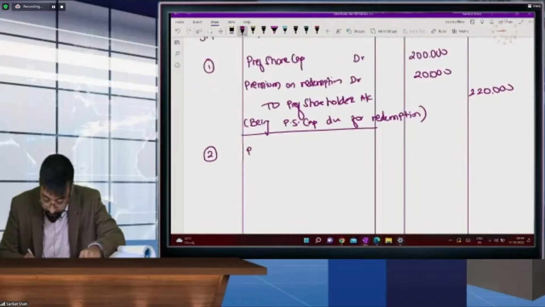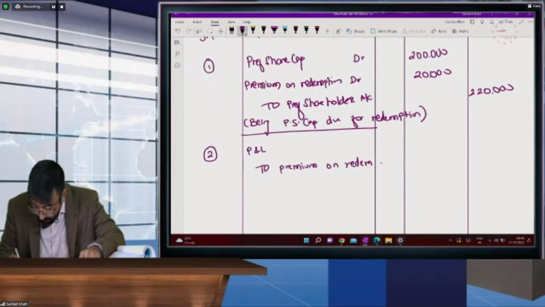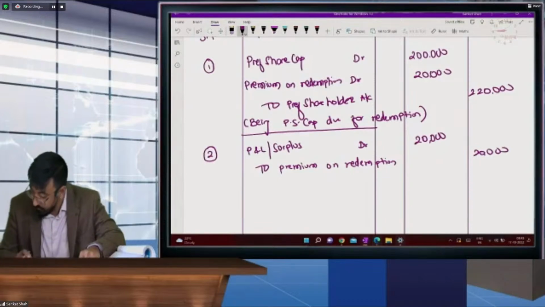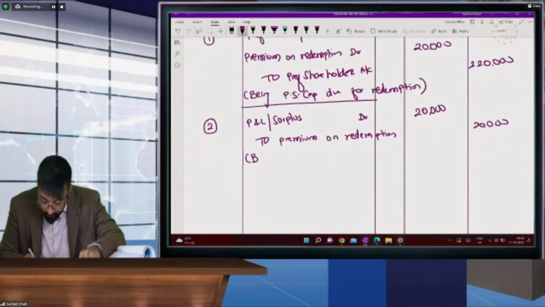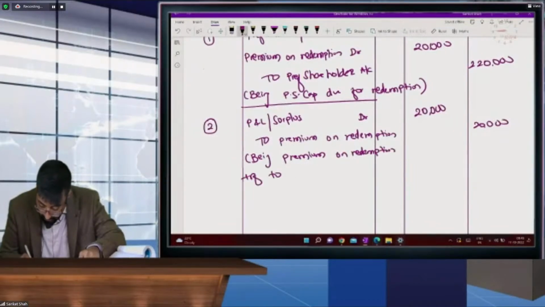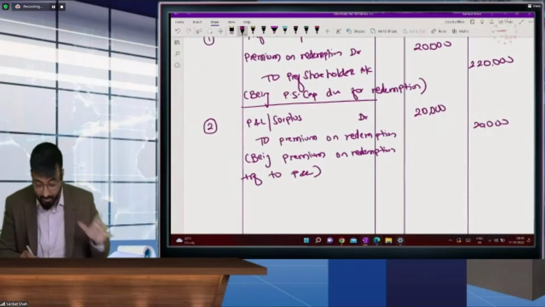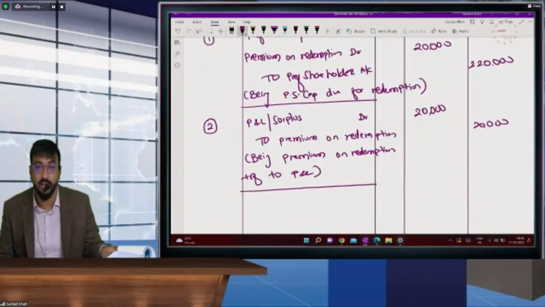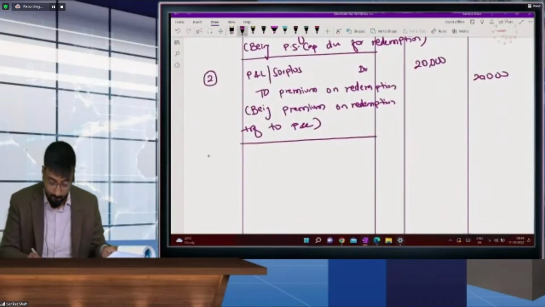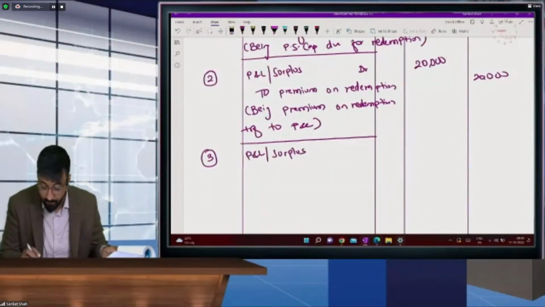Second one, P&L account debit to premium on redemption. Or surplus account debit here, being premium on redemption transfer to P&L. Third entry, P&L or surplus account debit. Sorry, preference shareholders to bank.